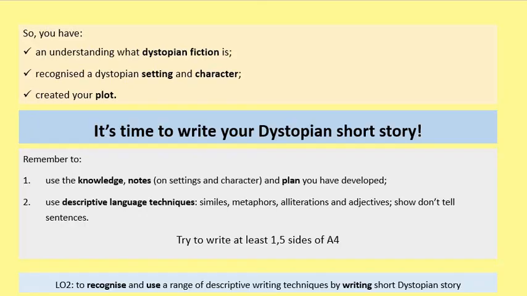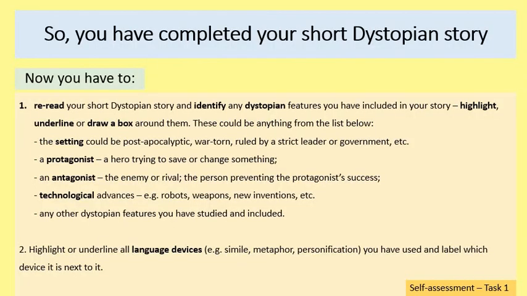Once you've done that, there is the option, and it's up to you. I would like you to reread, and I would like you to highlight for me. We'll draw a box around the setting, your protagonist or an antagonist, and any technological advances. So basically things that make it a dystopian story, okay? And then perhaps highlight any language devices so that I can clearly see them, you can clearly see them.